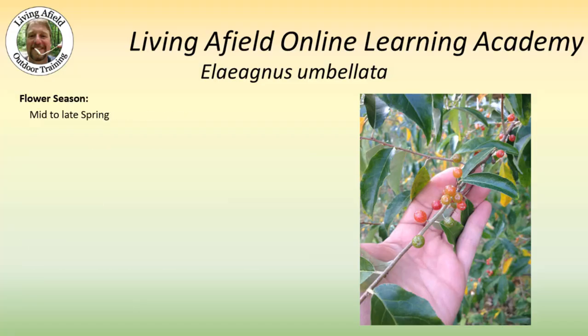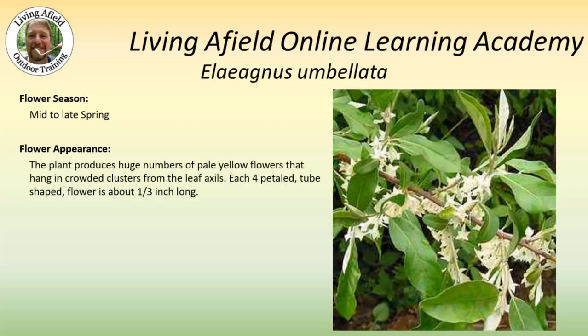The plant flowers in mid to late spring, and you're going to notice multiple pale yellow flowers hanging in clusters from the leaf axils, and that just means where the leaves and the stems typically attach to the main branches. Each of the 4-petaled tube-shaped flowers is about 1/3 of an inch long, so they're pretty small, but they are easily noticed because there are so many of them.